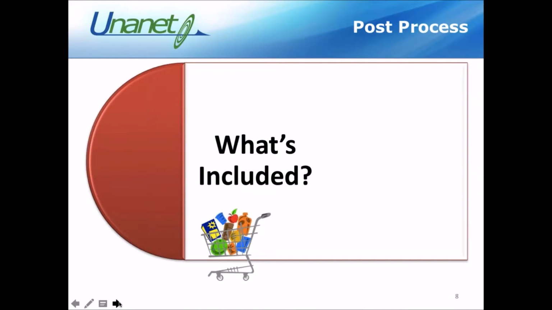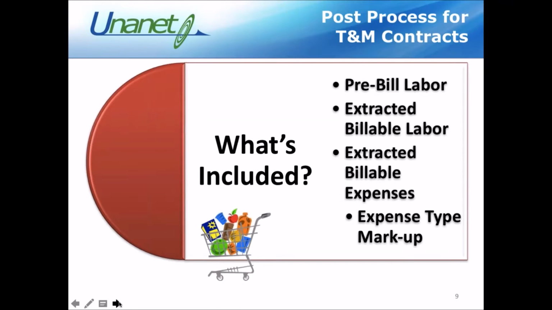So that posting process, remember I talked about the fact that the posting process marks all those time and expense transactions that are available. They're either in the locked or extracted status. But based on the billing type, the system will grab pre-bill labor for time and materials, extracted billable labor, the extracted billable expenses, again, either in the locked or extracted status. And if there's any markup for those expense types, it will calculate that as well and identify all those items for your time and materials billing type in those contracts.